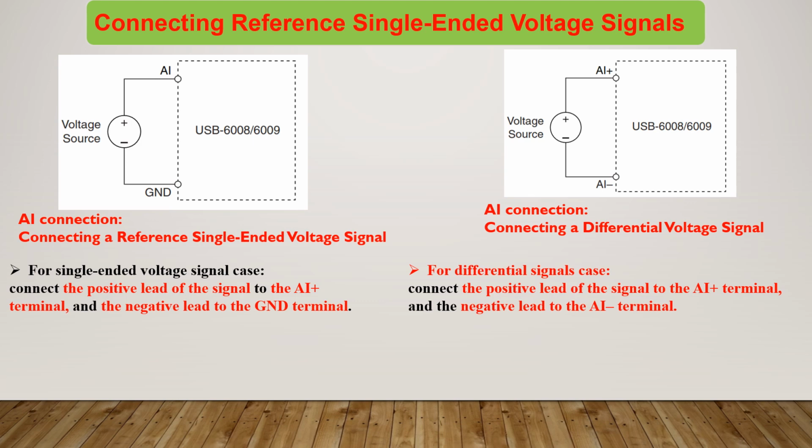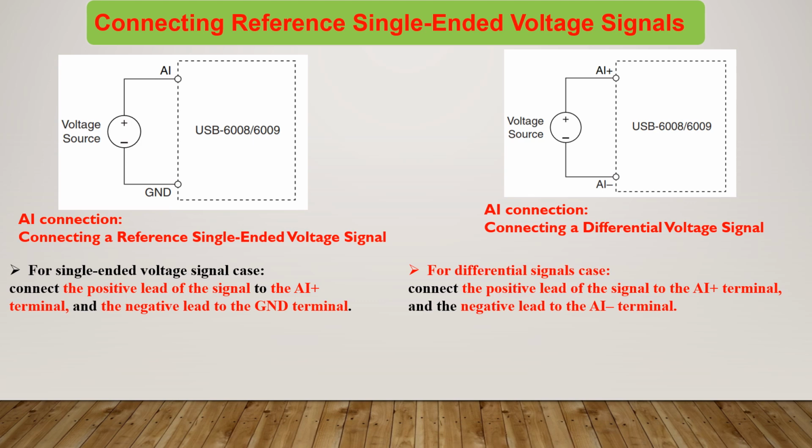So if you want to connect a differential voltage signal, connect the positive lead of the signal to the AI plus terminal and the negative lead to the AI minus terminal. So positive signal to the AI plus lead, and negative signal to the AI minus lead of the data acquisition.